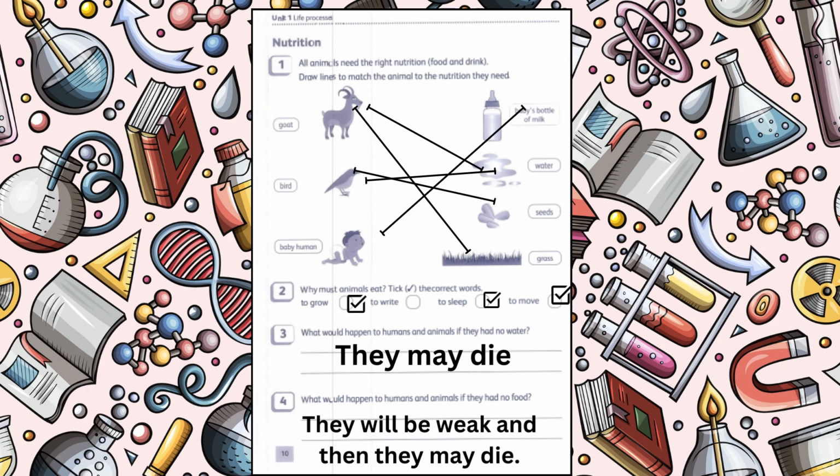Now, question number three, what would happen to humans and animals if they had no water? And number four, what would happen to humans and animals if they had no food? So, number three answer is they may die. And number four, you can write they may die as well. But if you want to add something, just like this, they will be weak and then they may die.